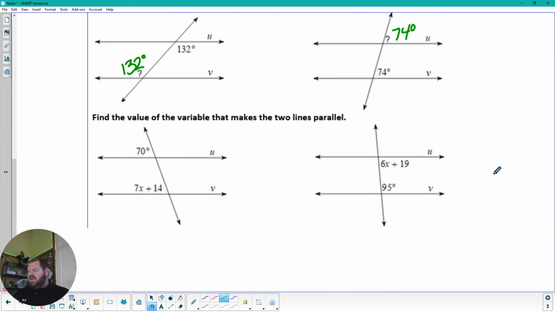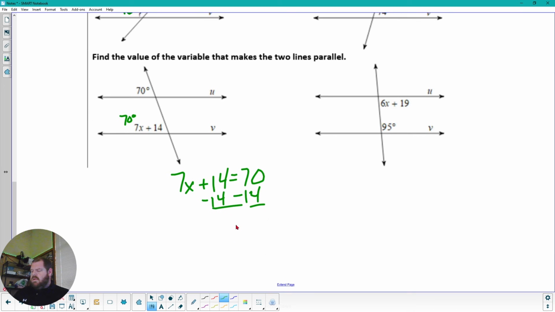On these last couple, we want to do the same thing, but we've got some variables involved. On this one, they're corresponding angles, so in order for these lines to be parallel, I want this one to also be a 70-degree angle, and I've got to figure out what x has to be to make that equal to 70 degrees. Go ahead and subtract 14 from both sides. And we'll get 7x is equal to 56. And so x would have to be 8, because 8 times 7 is 56.